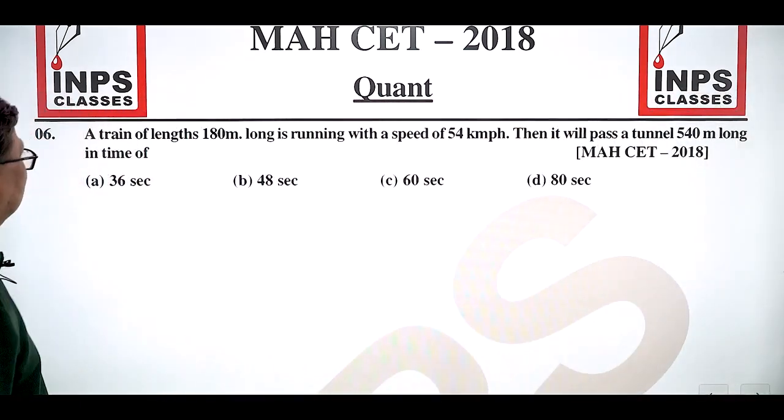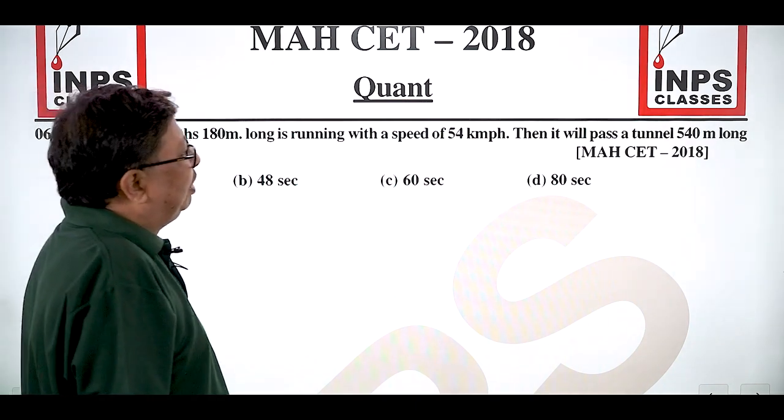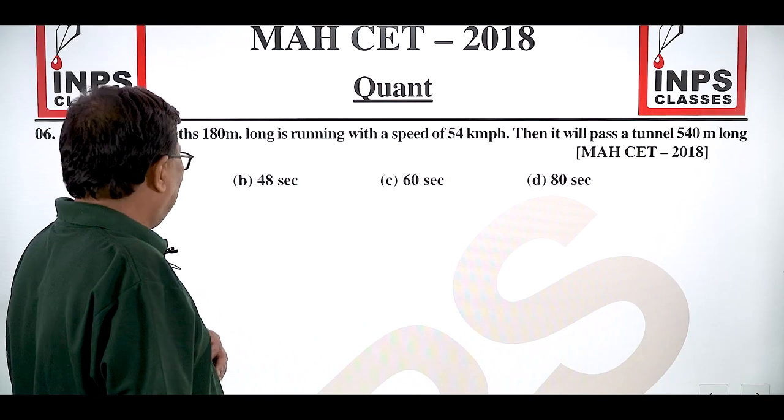Question number 6. A train of length 180 meter long is running with a speed of 54 kilometers an hour. Then it will pass a tunnel 540 meter long in time of.